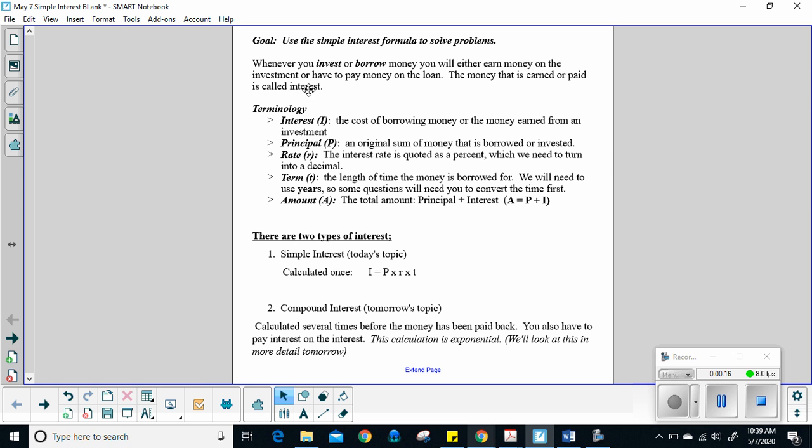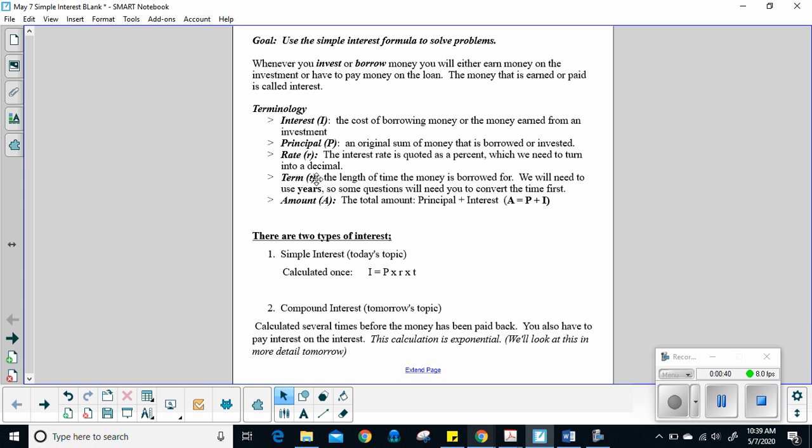So we have some terminology we're going to deal with. Interest is the cost of borrowing money or the money earned from an investment. That's going to be our capital I. Principal is our capital P. That's the original sum of money that is borrowed or invested. Our rate is our little r. The interest rate is always quoted as a percent, which you will always need to turn into a decimal.